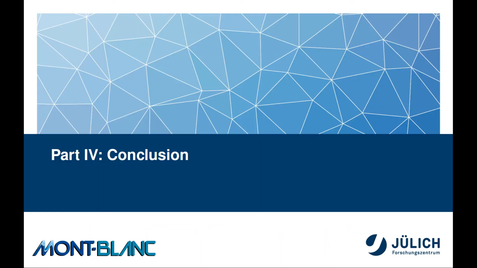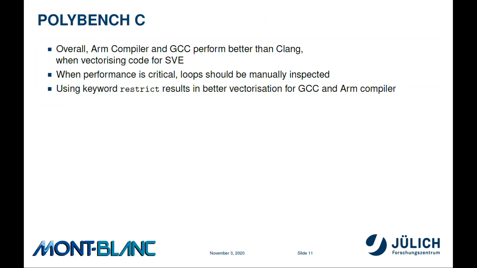In summary, ARM compiler for Linux and GCC perform better than Clang when vectorizing the code for SVE. However, it should be noted that not all vectorized code is necessarily faster. So when performance is critical, loops should be manually inspected in order to ensure the best optimizations. Using the keyword restrict can greatly improve the compiler auto-vectorization.